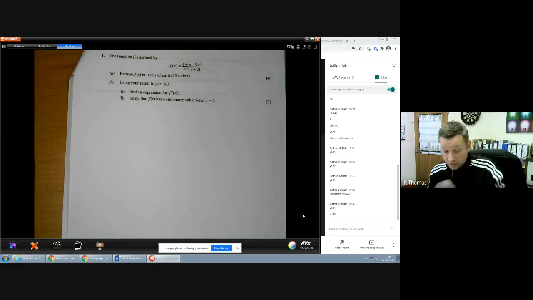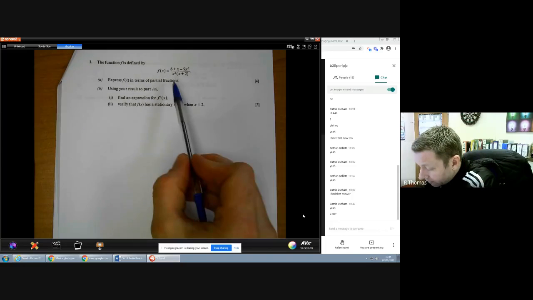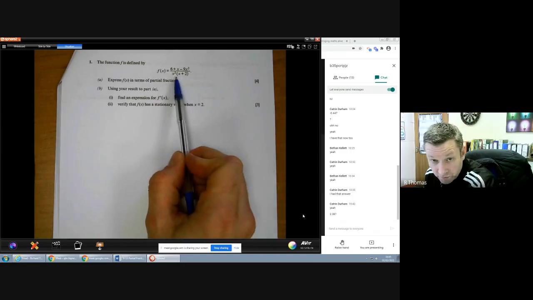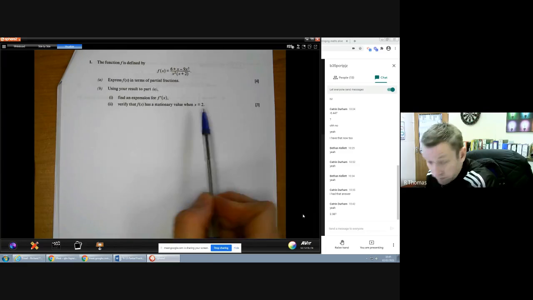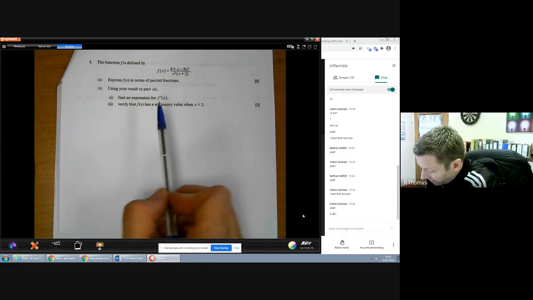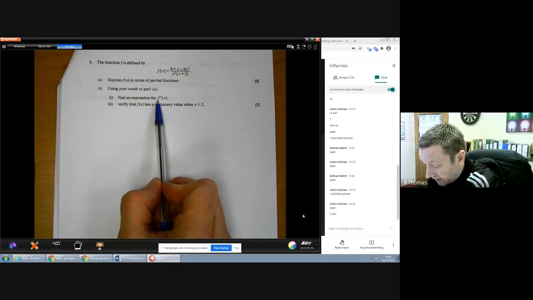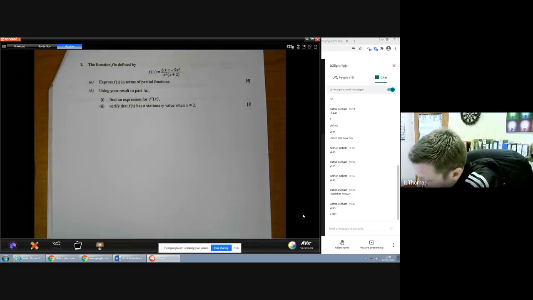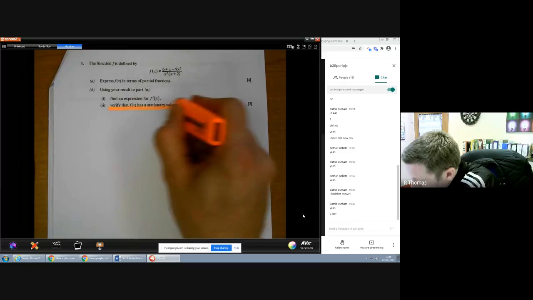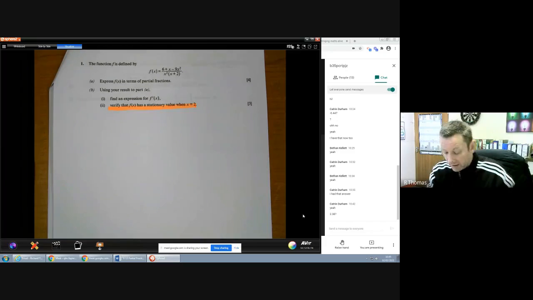Right, let me just give you a hint on this first one. First of all, they're the wrong way around, so rewrite these so the x squared is on the right. Get your partial fractions, easy peasy. Differentiate it, it asks for f dash of x. And then the only thing that's different on this one is this bit of vocabulary. Verify that it has a stationary value when x equals 2.